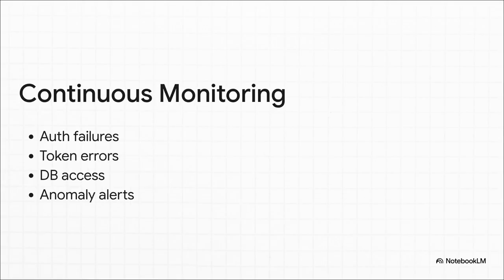Finally, Layer 10, Continuous Monitoring. Zero Trust basically operates under the core assumption that you've already been breached. The system is always watching. It relies on stacks like Prometheus and SIEMs to ingest telemetry in real time. It's constantly hunting for anomalies, like sudden spikes in auth failures, weird token errors, or privilege escalations. The moment something looks sketchy, alerts are fired off.